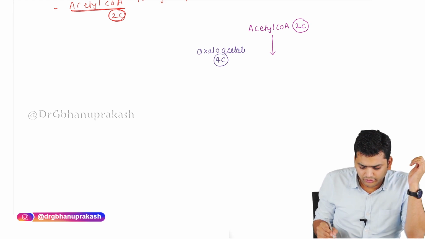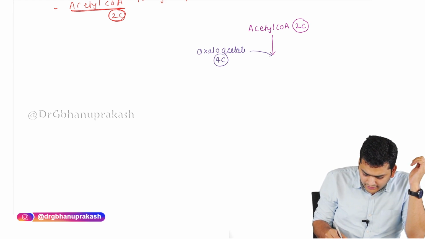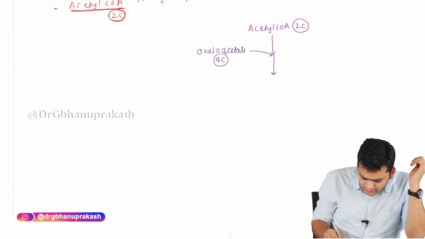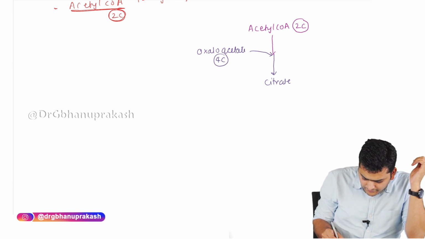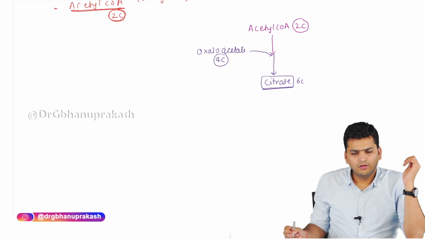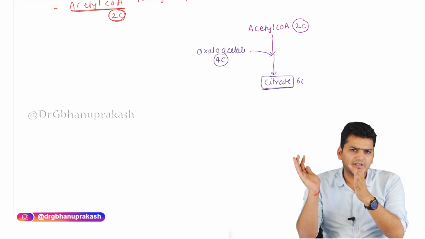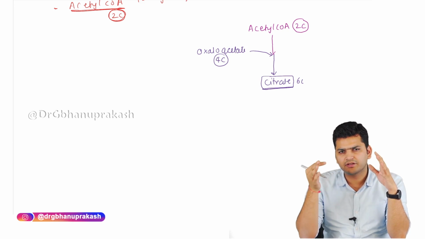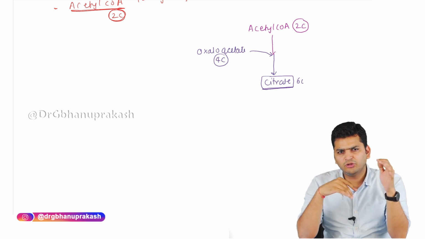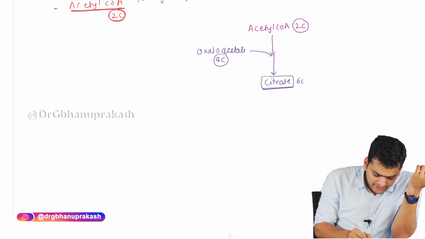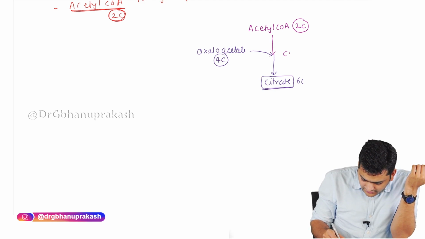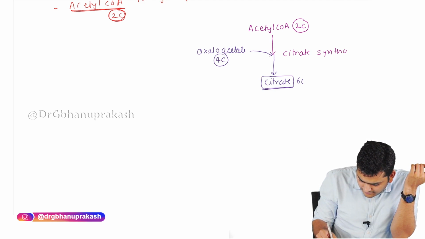Oxaloacetate is a 4-carbon molecule. They are going to join and make a molecule with the name citrate, which is a 6-carbon molecule. Because we are synthesizing a molecule without using any ATP, the name of the enzyme will be synthase or synthetase. As we have discussed earlier, synthesizing a molecule without energy means it is going to be synthase. So the name of the enzyme is citrate synthase. This is step number 1.